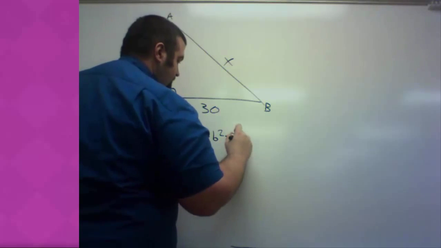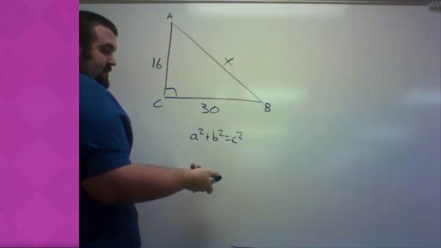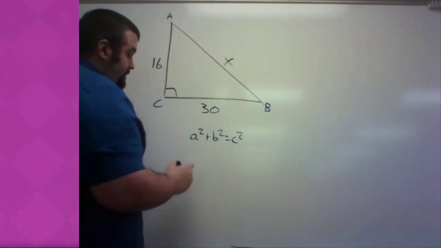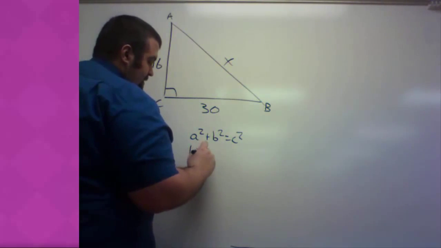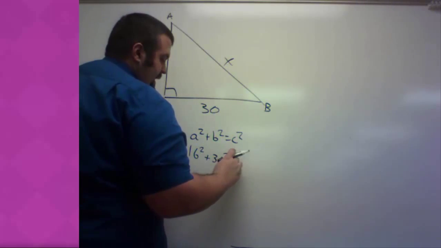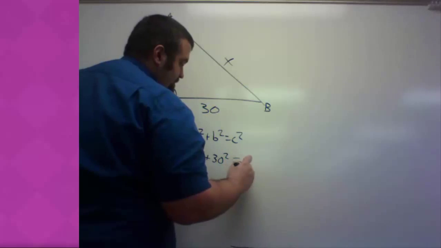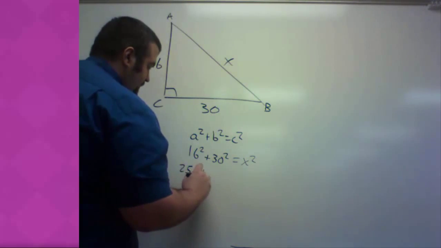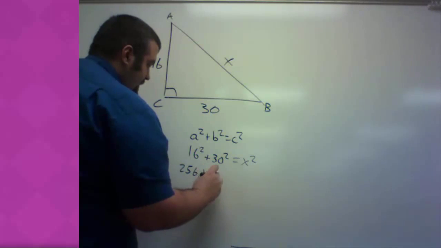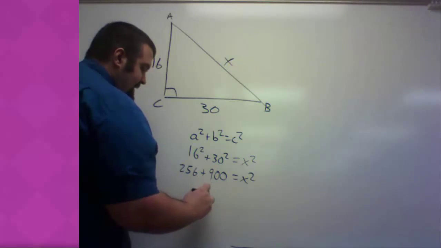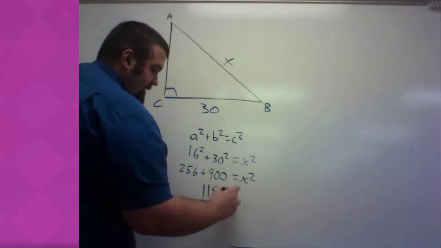A squared plus b squared equals c squared. It doesn't matter if I say c squared equals a squared plus b squared or vice versa. It's the same theorem. 16 is a because I just randomly chose it to be. B is 30. And c is what I'm looking for. So, solve for x. 16 squared is 256. 30 squared is 900. X squared is x squared. Add these two together, you get 1,156.